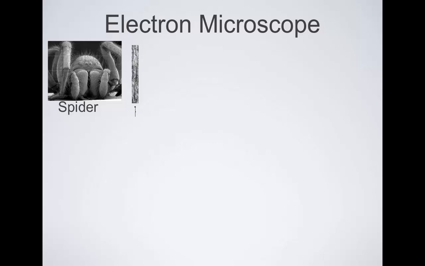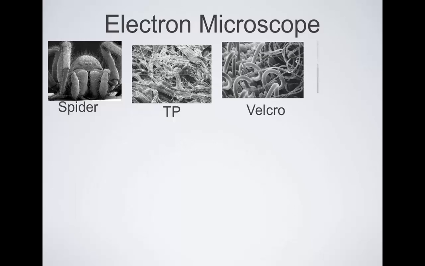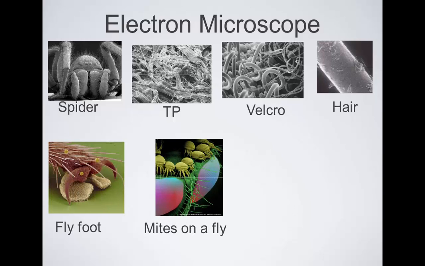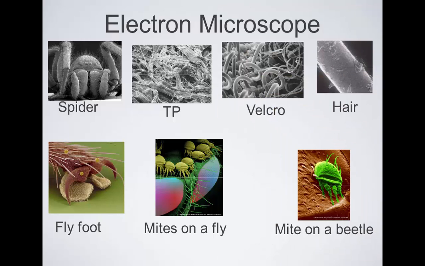But here's what a spider would look like. Ew. That's toilet paper. That's Velcro. That's a human hair. Ew. Funny. Split end. That's the foot of a fly. All these tiny little hairs helping it to stick to a surface. This is a fly. You can see its eyes, but on top of the fly's head are tiny little parasitic mites, tiny little insects that are colored in green here. Here's another mite that's on a beetle. Mites are just tiny little insects that live on other insects, in this case.